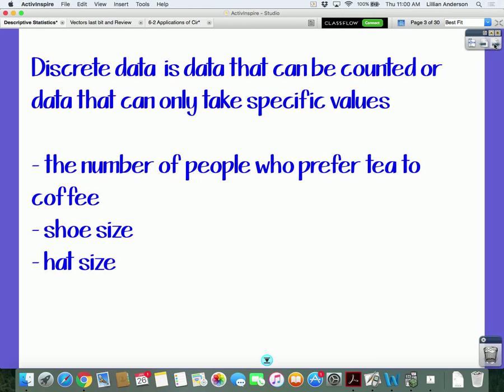Or your shoe size: 8.5, 7, 9.5, et cetera. These are things that can be counted. Hat size, you either wear a 7.5 or a 7 1/4, or if you've got a big dome like me, you wear an 8. Either or. But these are things that can be counted.